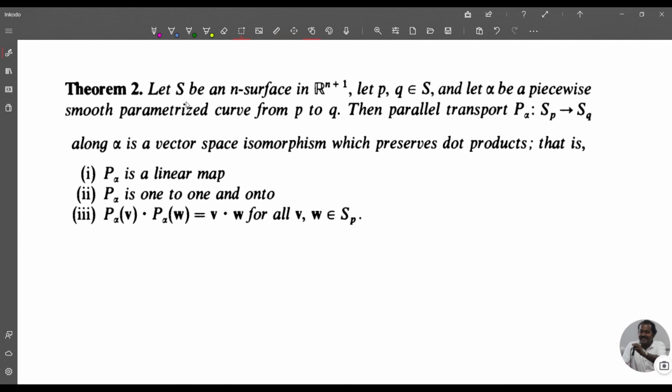We do this theorem. Let S be an n surface in R^(n+1). Let P, Q belong to S, and let alpha be a piecewise smooth parameterized curve from P to Q. Then the parallel transport P alpha from S_P to S_Q along alpha is a vector space isomorphism which preserves dot products. That is, 1. P alpha is a linear map. 2. P alpha is one to one and onto. 3. P alpha of V dot P alpha of W is equal to V dot W for all V, W in S_P. So we prove this.